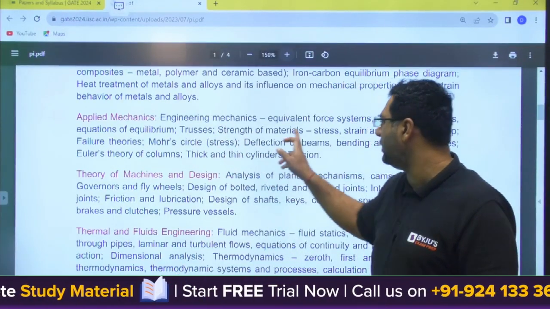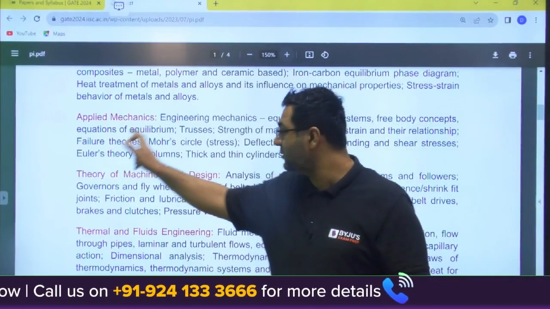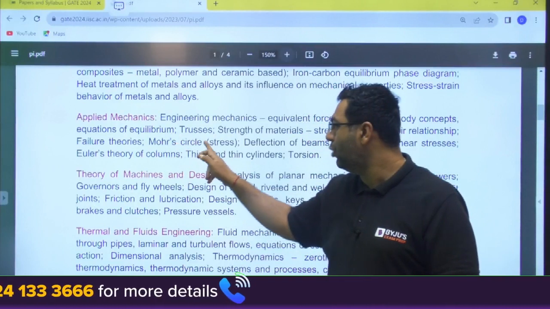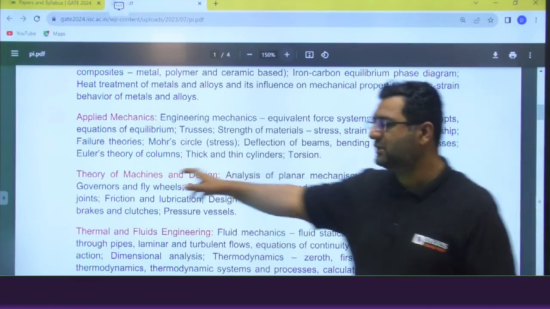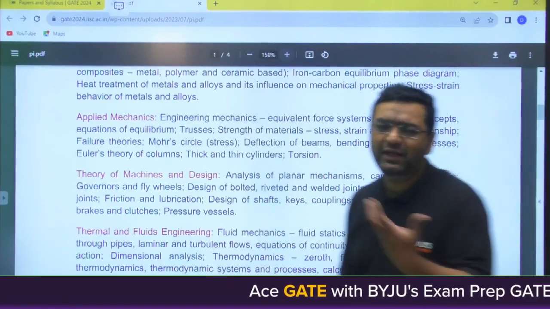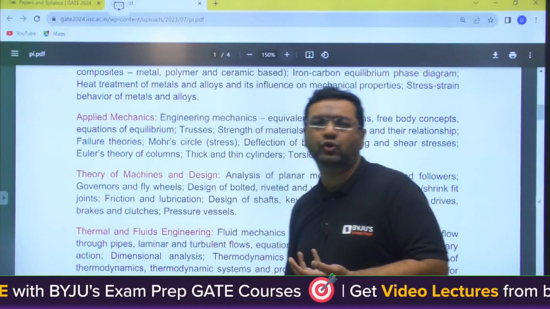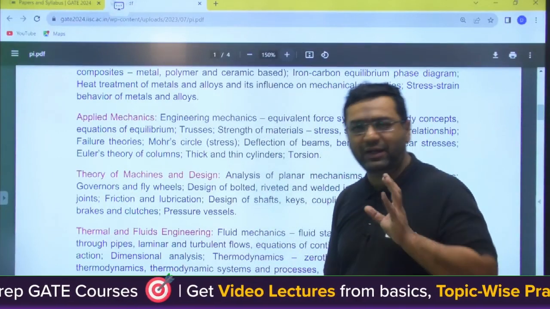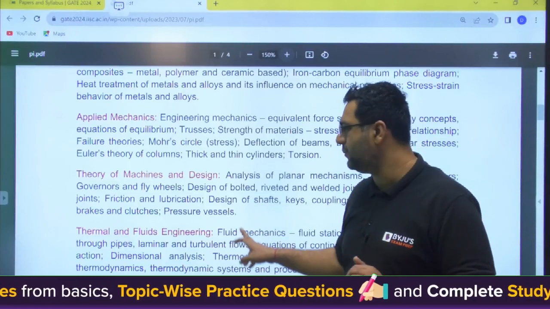After trusses, strength of material: stress strain and their relationships, failure theories, that is from machine design, Mohr circle, deflection of beams, bending and shear stresses, Euler theory of column, thick and thin cylinder, torsion. So very limited syllabus you can see. One session I will also be taking where I will tell you the weightage analysis of production and industrial. Right now we are discussing the syllabus.